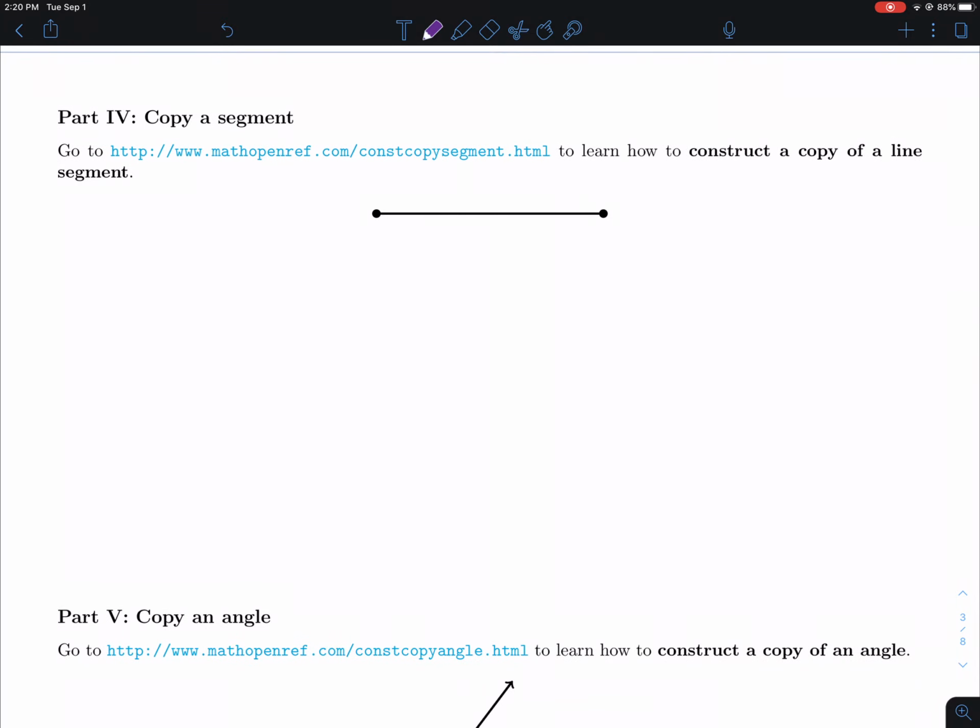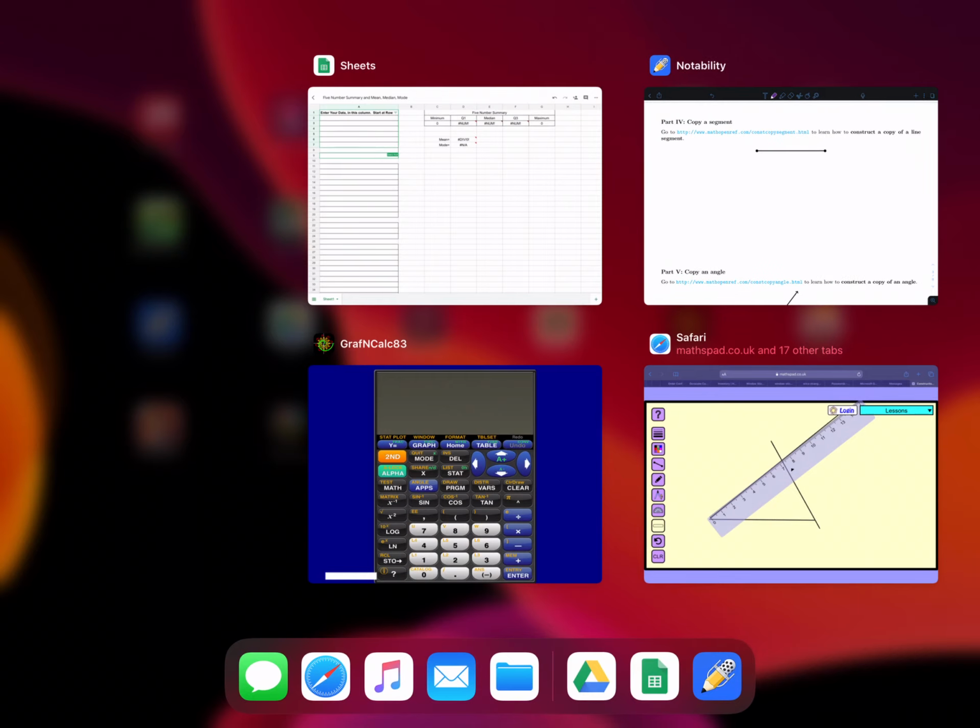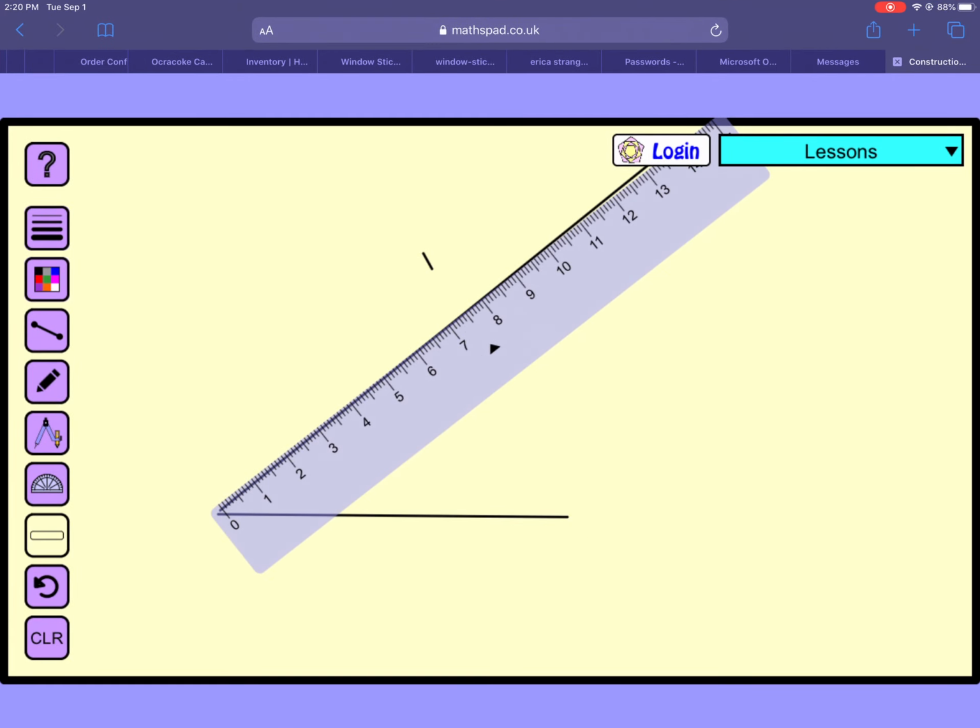So in this case, copy a segment. Again, we have to do this without being able to take a ruler and put it up beside it. So the only tools we have available are a straight edge, so imagine a ruler but with no lines on it, and a compass. So let me go back to the other program real quick. And let me clear this out.